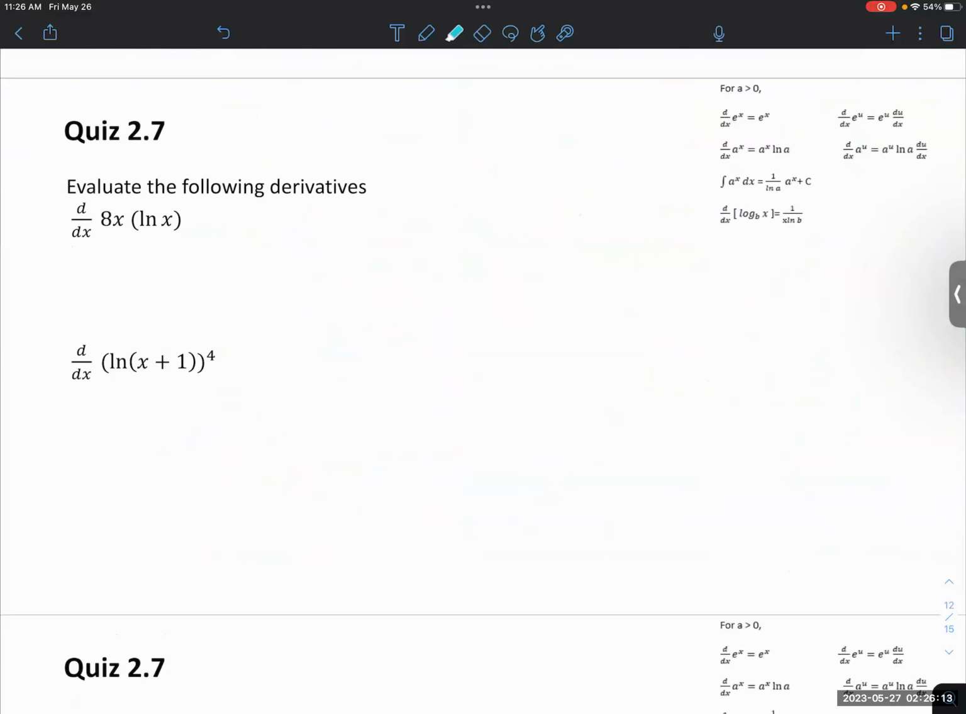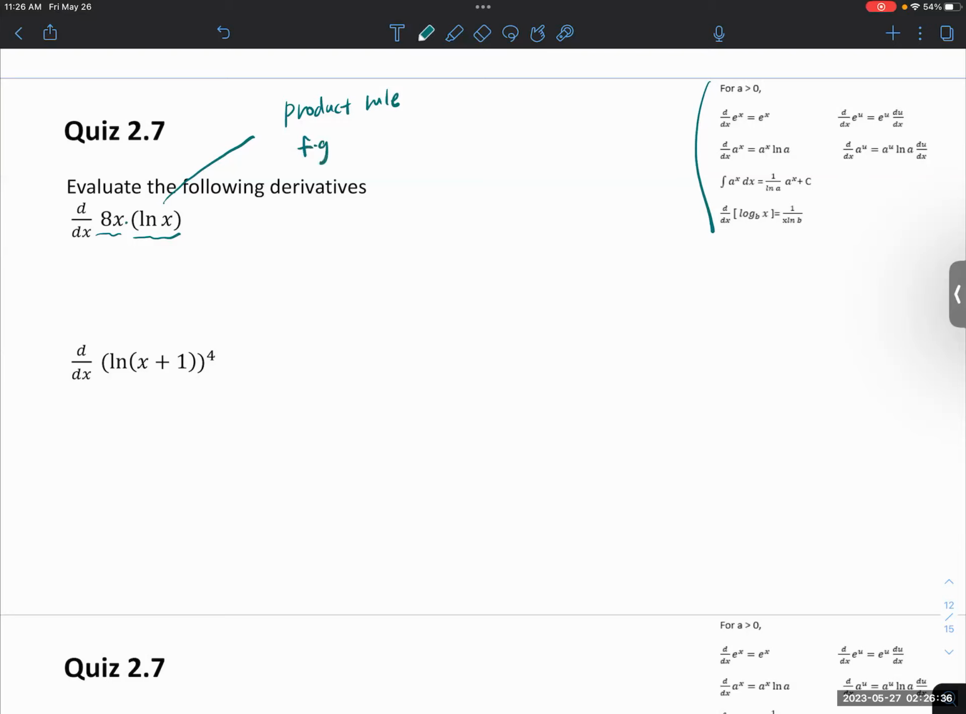So we have all the formulas right there. Okay. So now you have better confidence. So we have 8x times ln x. So this is a little bit complicated. We have a log and we have a linear function, and the two functions are multiplied by each other. What do you guys think? This is the product rule. Do you remember?